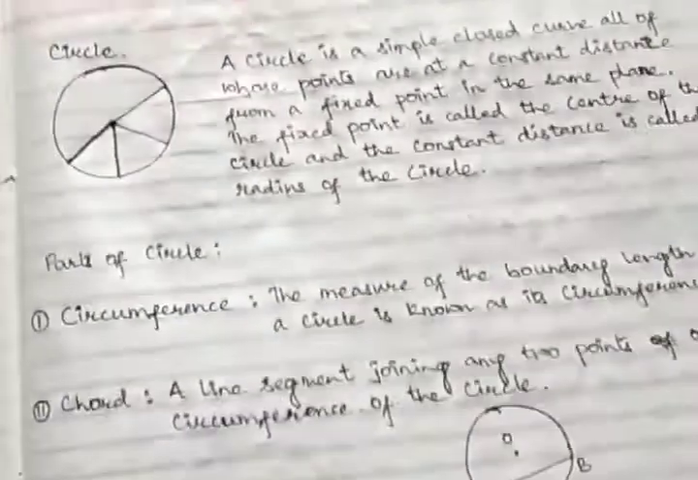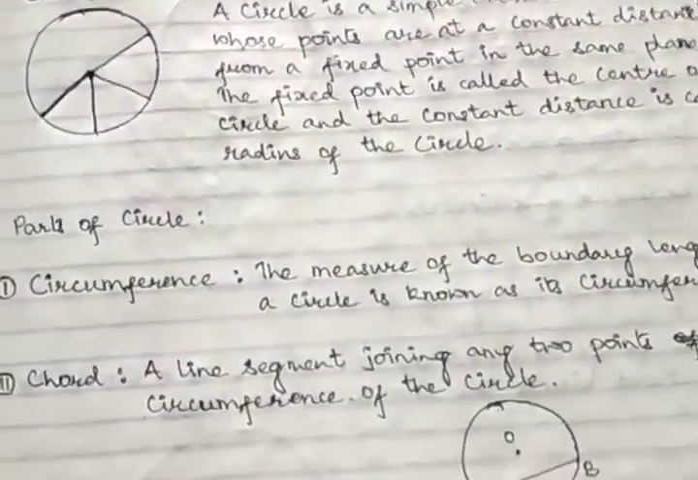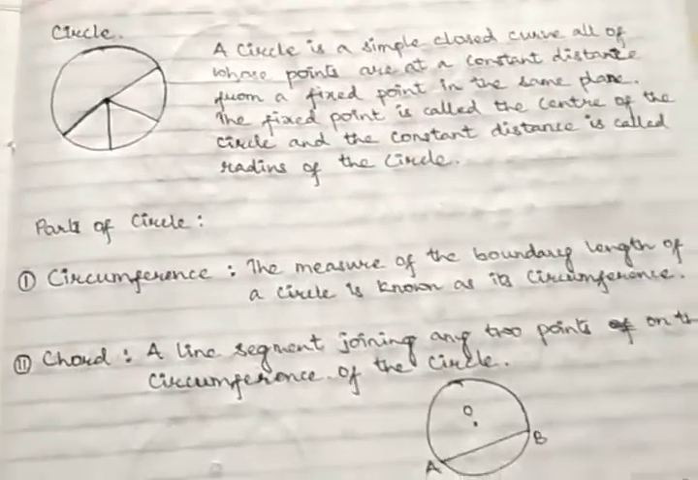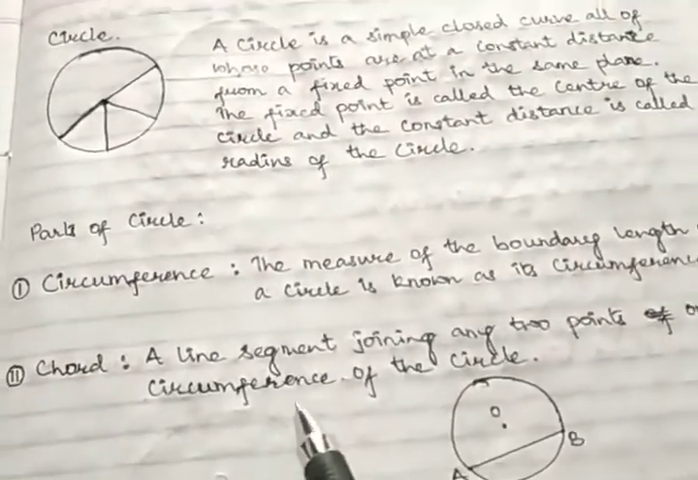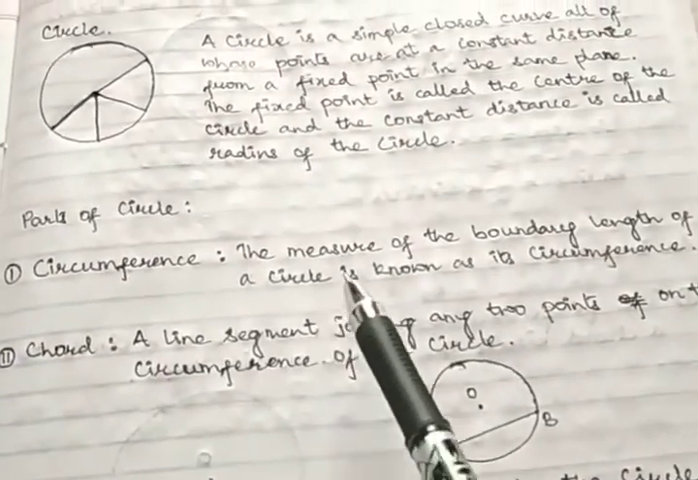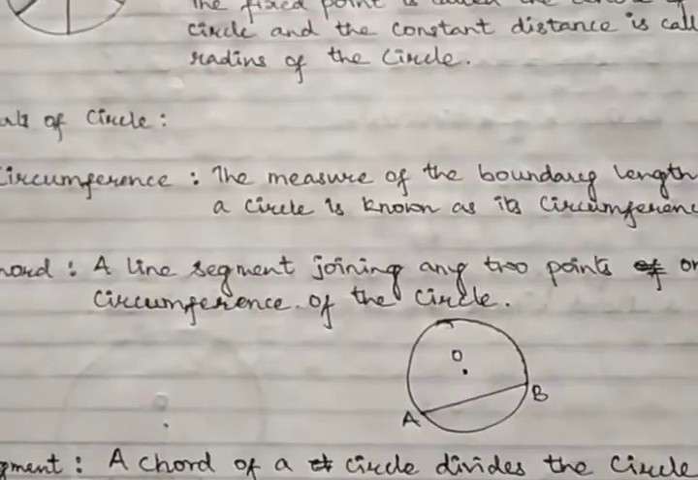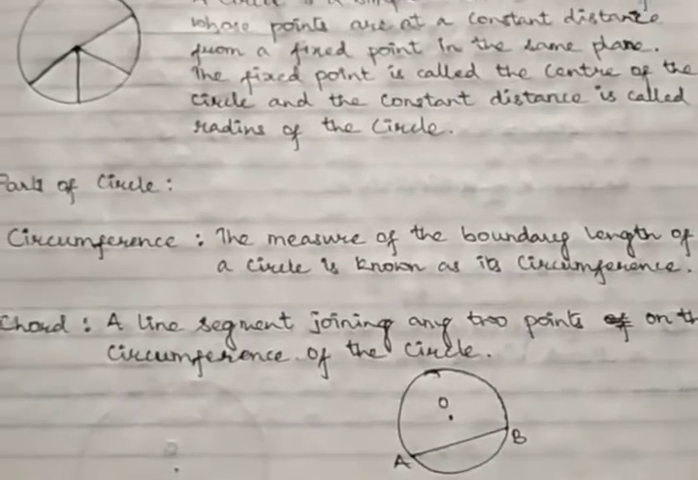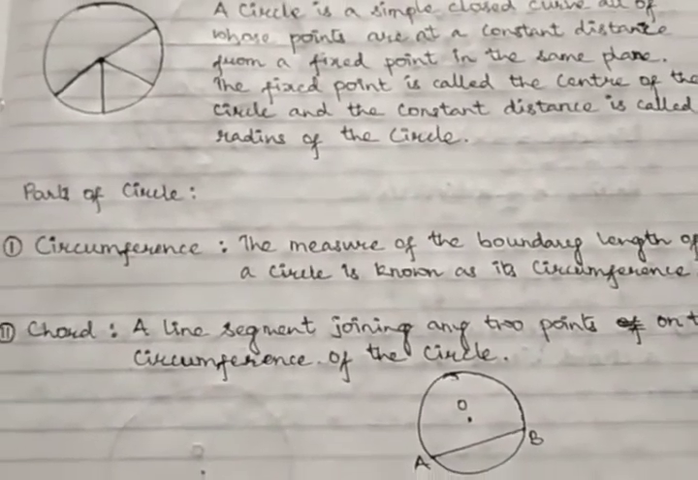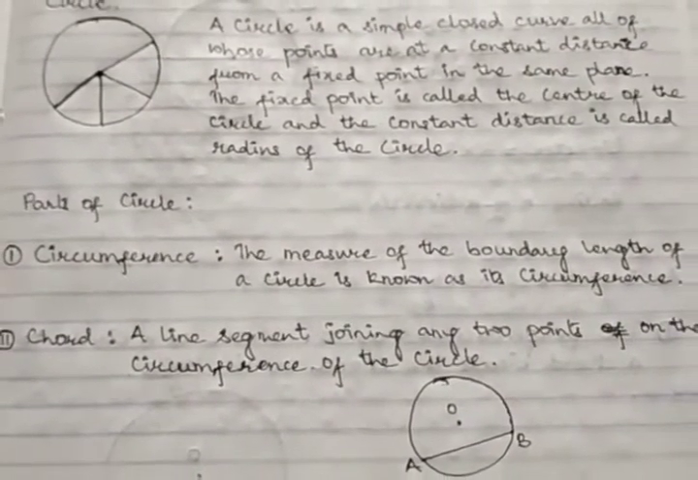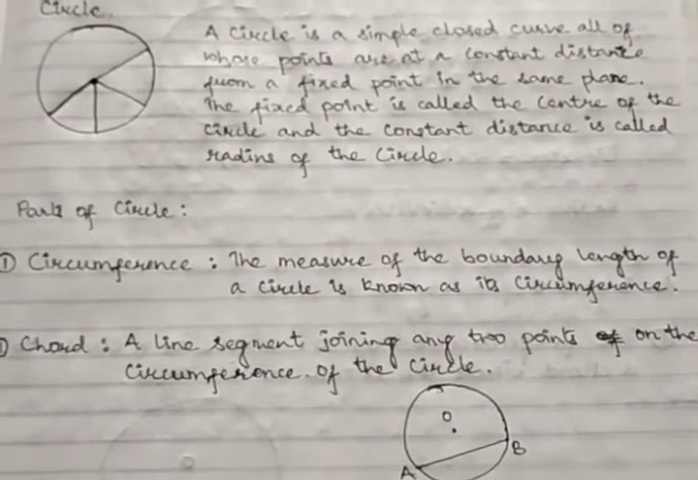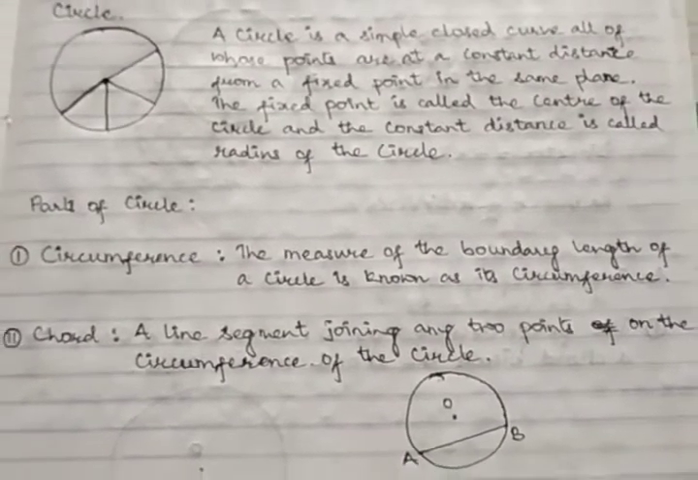Now let's go with the parts of the circles. First, circumference. The definition I have given is: the measure of the boundary length of a circle is known as its circumference.